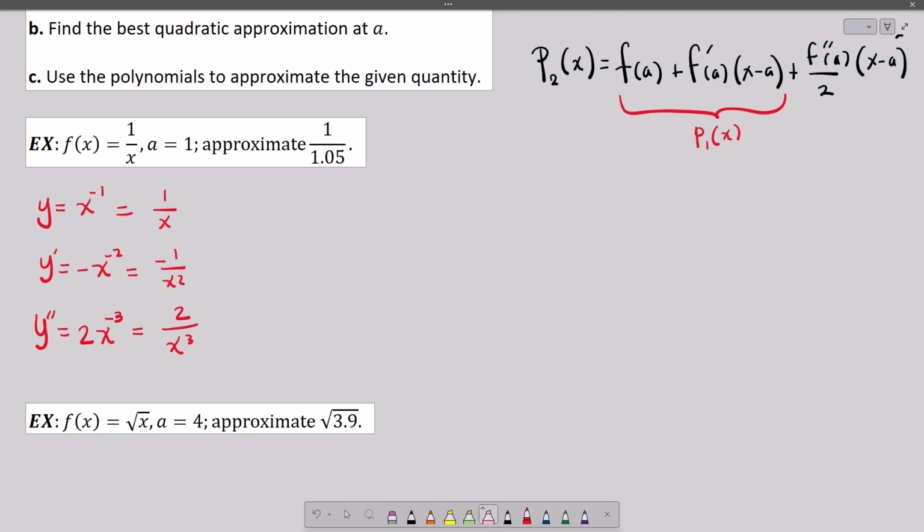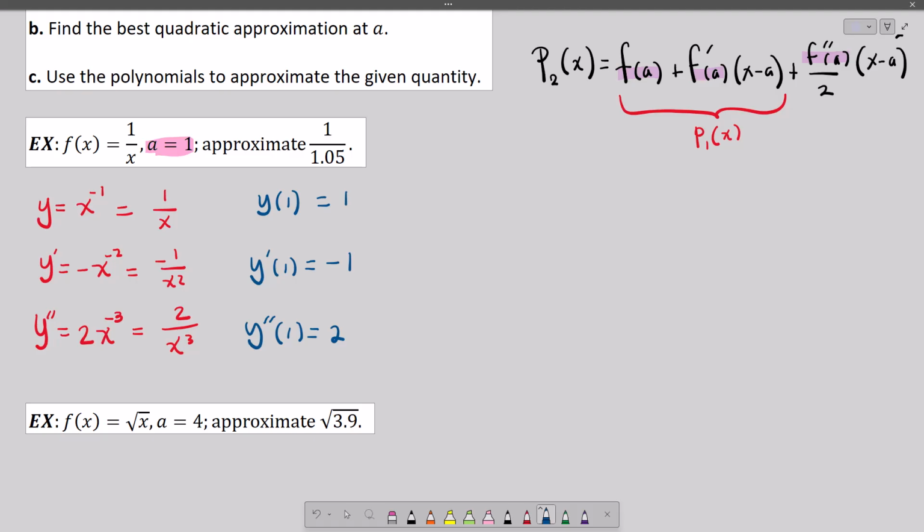Now, focusing on these coefficients, notice that we have to plug a into each of those. They tell us that we are going to center this polynomial at 1. Centering the polynomial at 1. So now let's evaluate. We have y of 1. So this is y of a, f of a. Plug in a 1 there, we get 1. And then we need y prime of 1. That's going to be negative 1. Then we need y double prime of 1. That'll be 2. So those are our three coefficients.